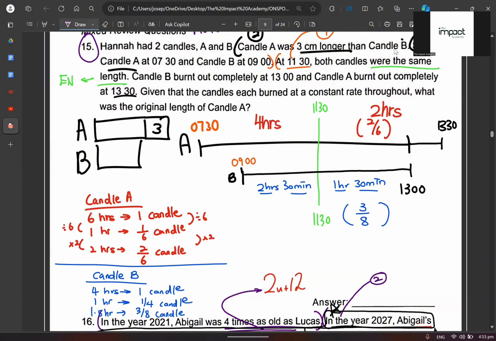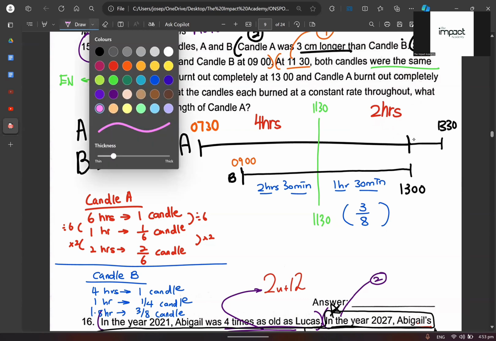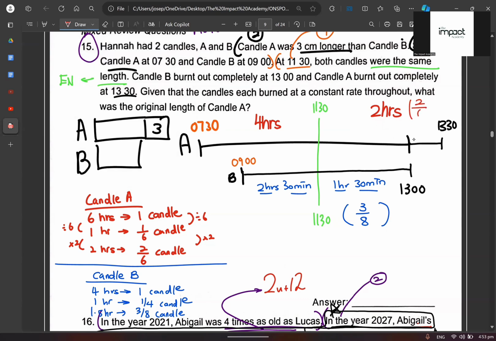So what you really have to do is make sure that this one and this one have the same numerator. Which one and which one? The 2 over 6 and the 3 over 8. Am I making sense? For the 2 over 6, I want to reduce that to something.